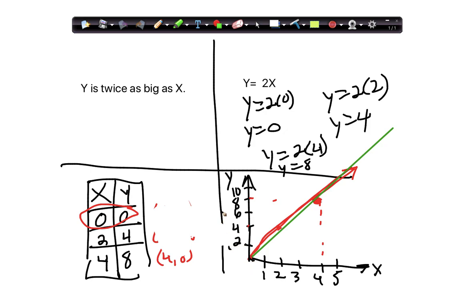Okay, so that is a recap of direct variation that we talked about and the activities that we did on Tuesday, April 6th.